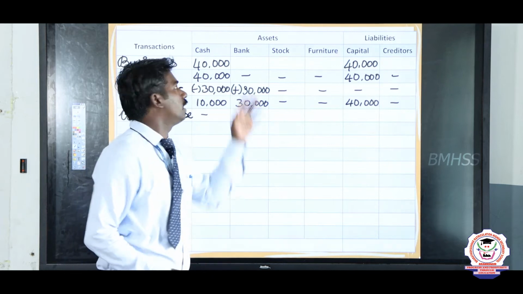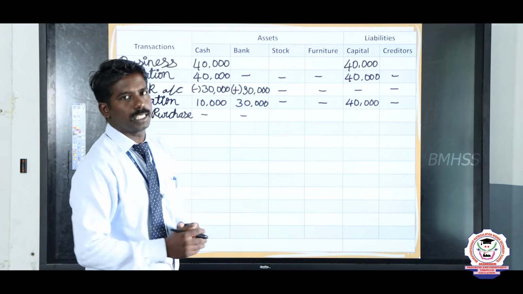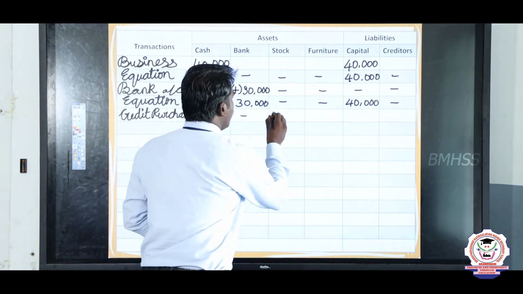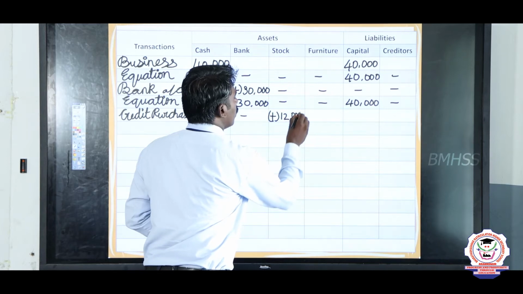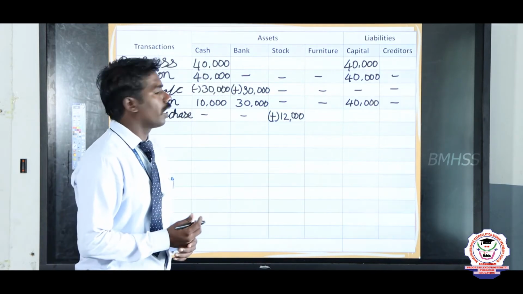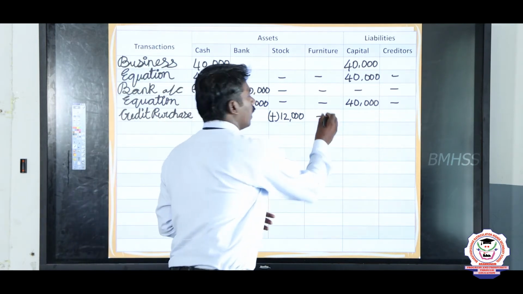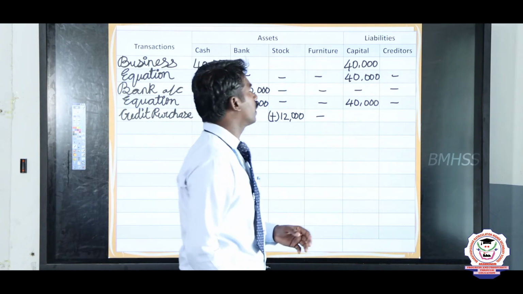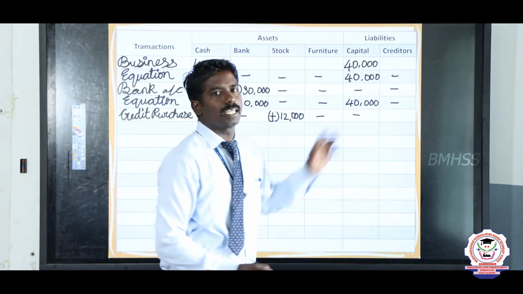Stock. When we see the stock, 12,000 rupees worth of goods come inside the business organization. So write plus 12,000 rupees. Then see the furniture column. There is no effect in the furniture column, and no effect in the capital column. And see the creditor.